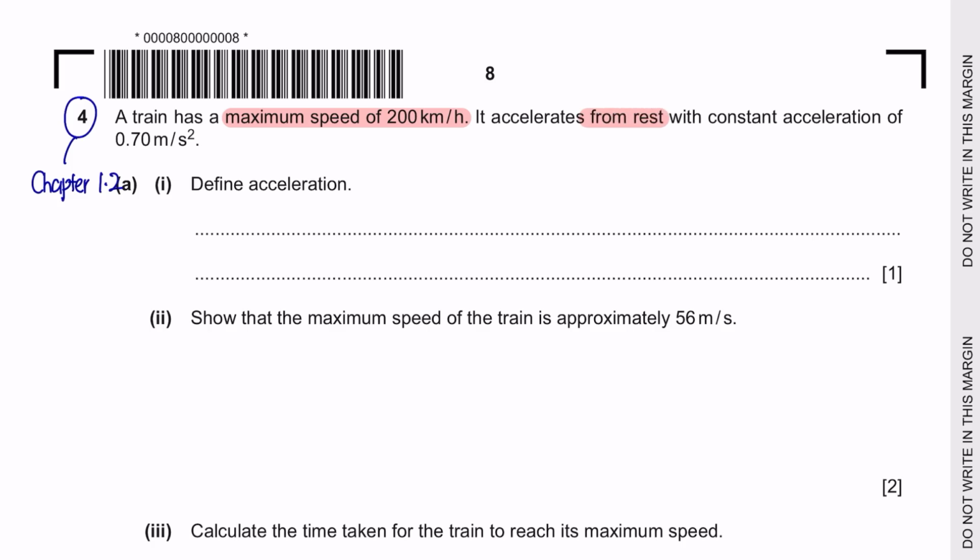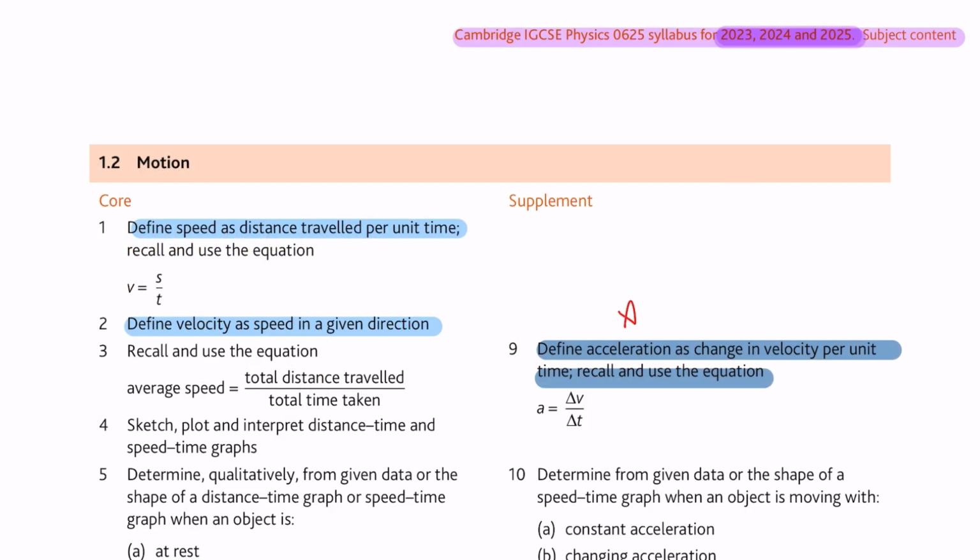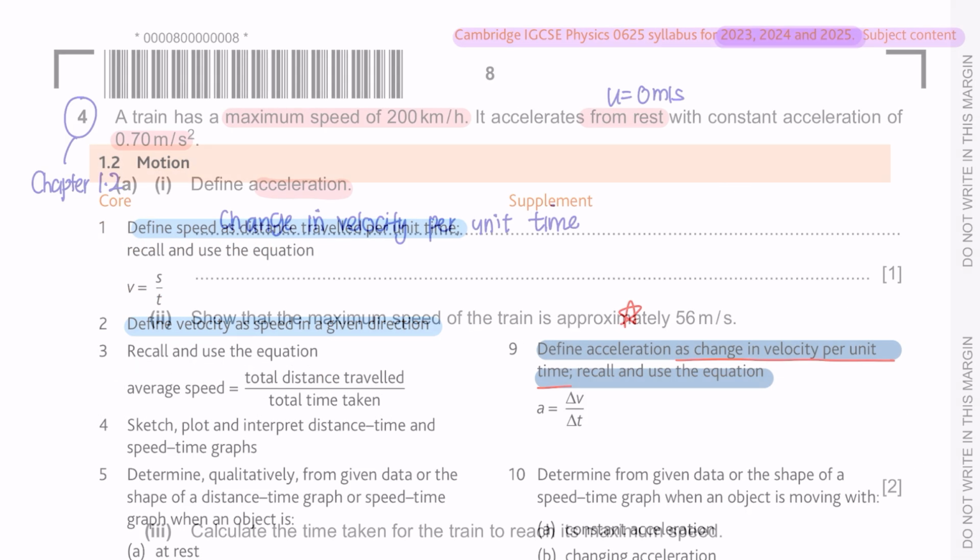It accelerates from rest. Remember, from rest means your initial velocity is 0 meters per second, with constant deceleration of 0.7 meters per second squared. Part 1: define acceleration. If you are questioned on defining a term, you can always refer to your course specification. Make sure you're looking at the right one, which is 2023 to 2025, your current syllabus. And here you have it: acceleration is defined as change in velocity per unit time.